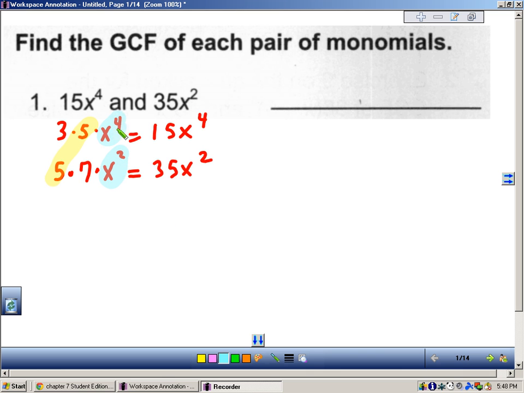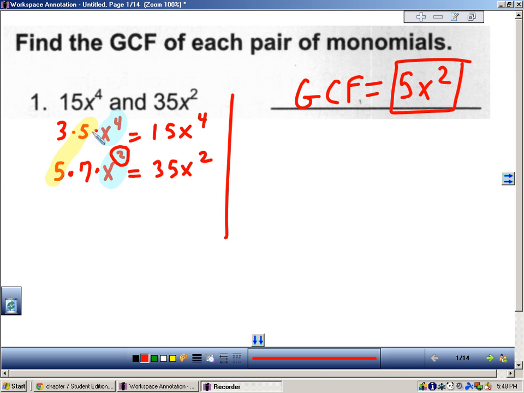Now I do know that the variable x is common to both, but x squared is the lowest power. And so my GCF, greatest common factor, is 5x squared.